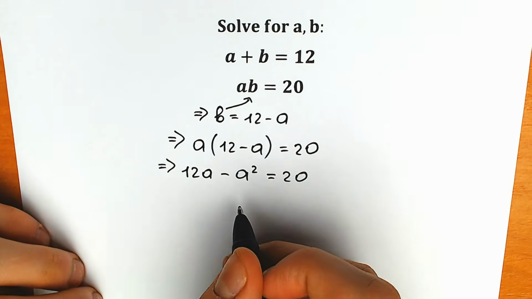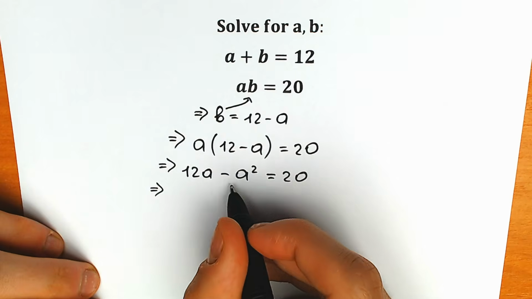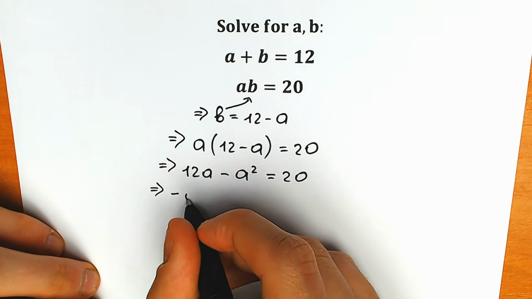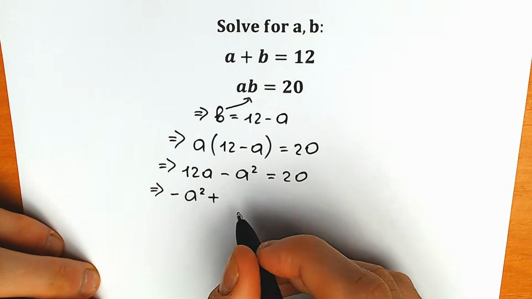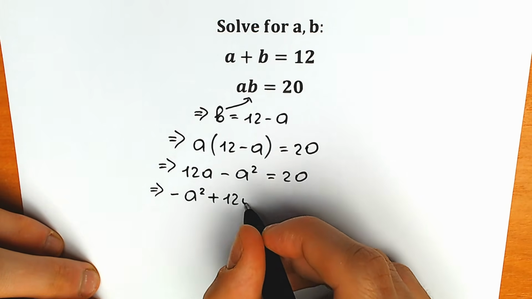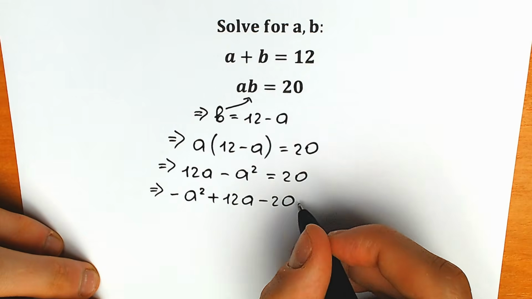One really important moment: we need to change this order because we prefer a squared in the first position. So we have minus a squared first, next plus 12a, and minus 20 from the right side, so minus 20 equal to 0.